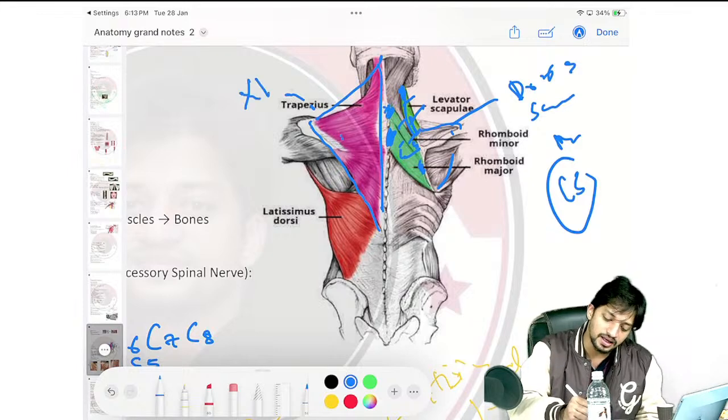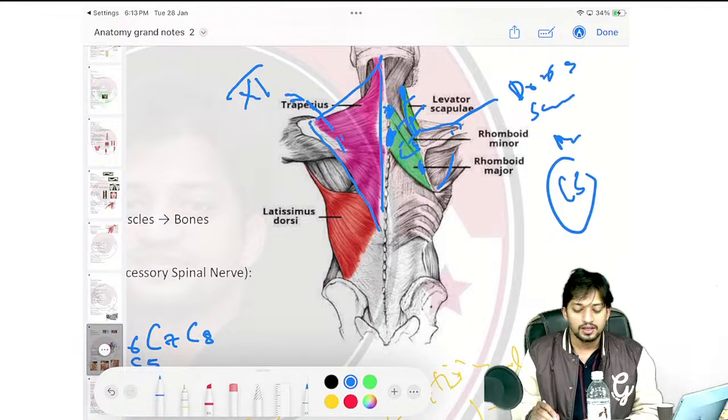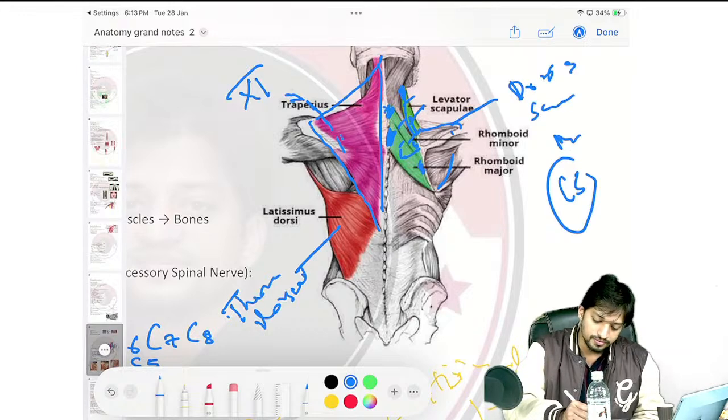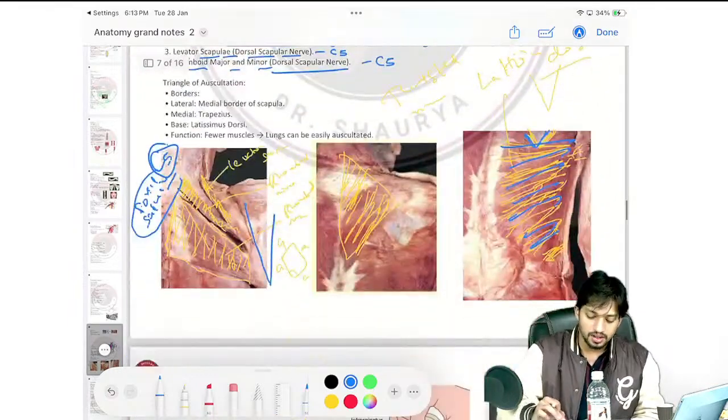Trapezius is supplied by the 11th nerve. Latissimus dorsi is supplied by the thoracodorsal nerve, root value C5, C6, sorry, C6, C7 and C8. Done. Now, can you visualize?